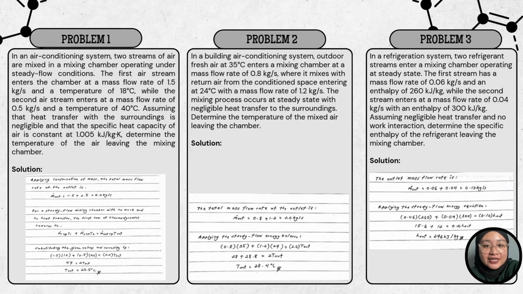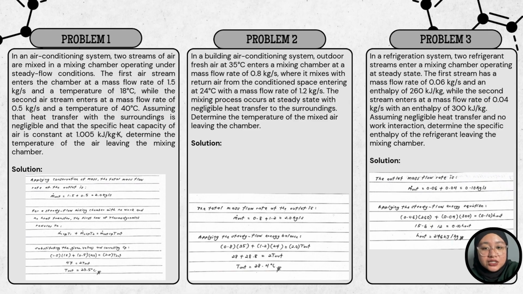Finally, let's look at a refrigeration system. In this case, instead of temperature, we are working directly with specific enthalpy. Stream 1, we have 0.06 kg per second, and the enthalpy is 260 kJ per kilogram. Stream 2, we have 0.04 kg per second and the enthalpy is 300 kilojoules per kilogram. So the solution is, the total mass flow is 0.10 kilogram per second.